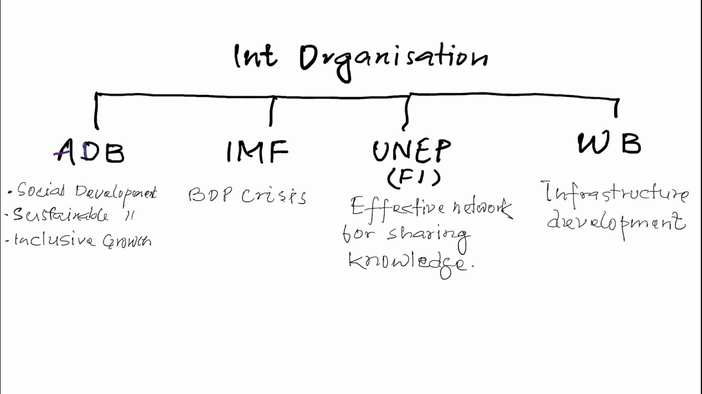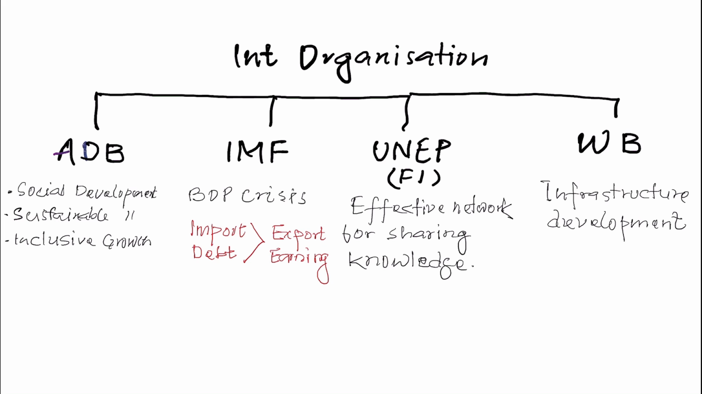Whereas IMF extends loans when the country enters into a BOP crisis. So what is a BOP crisis? It is a condition when the country's import bill is much more than its export earnings. So in this case, IMF extends loans through different provisions like special drawing rights, reserve tranche, etc.